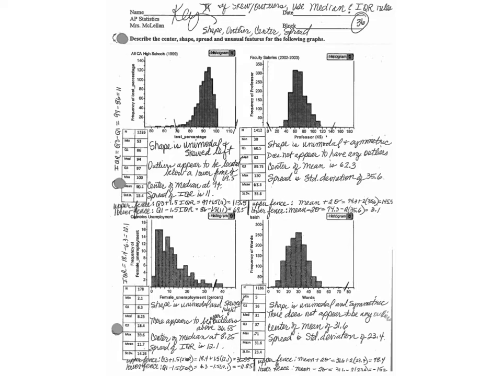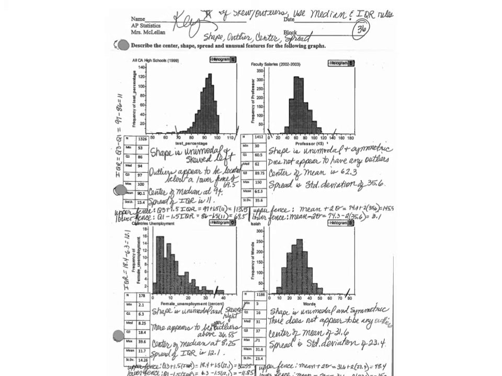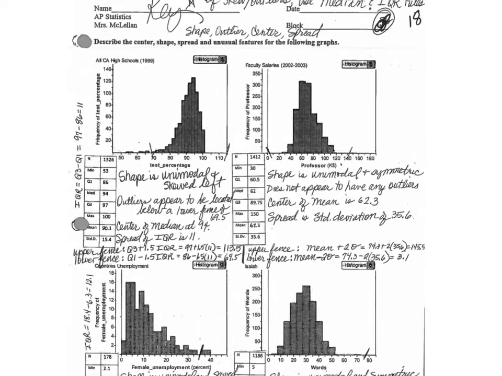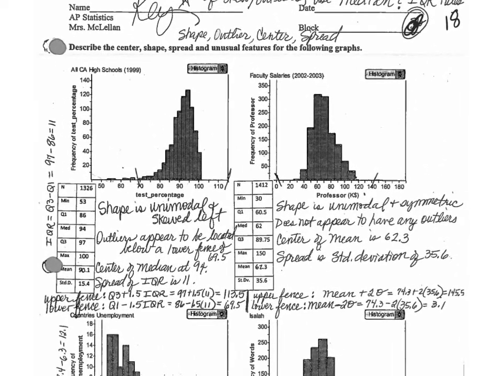Okay, I want to go over pages 18 to 20. Here on this one is describe the distribution. So we're going to do our shape, outlier, center, and spread. We had done the first problem in our notes yesterday, so that one was already done. Now, taking a look at this one, first analyze the shape.